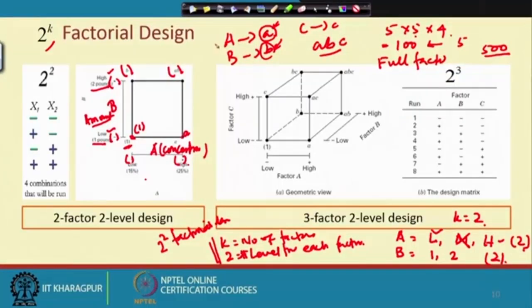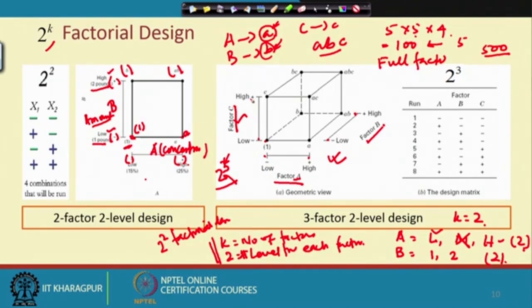Now, in this 3 factor case, if a equal to b equal to c equal to 2, then this is the design. So, this is 2 to the power 3 factorial design. What does it mean? We have 3 factors, A, B and C, each at 2 levels. So, this is k, and each has 2 levels: low, high, low, high, low, high.